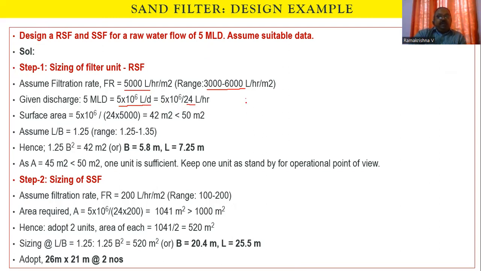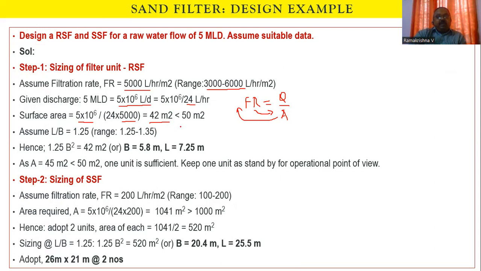Per day means 24 hours. And regarding surface area, always remember that filtration rate is equal to total discharge divided by surface area. So you want to calculate area, so you take this side and bring filtration rate to the denominator. That's what we are trying to do here: 5 into 10 to the power of 6 liters divided by 5000 liter per hour. That's why we are converting per day to hours, 24 hours, giving 42 meters square.